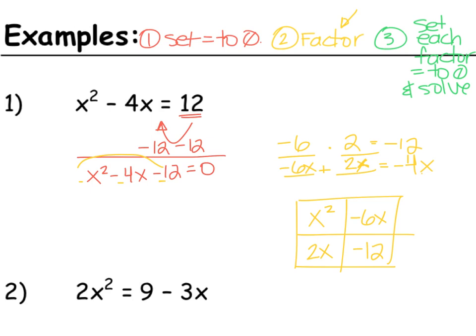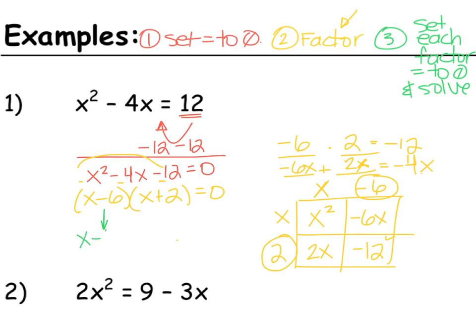So my factors, when I GCF factor up, I'll get an x and a negative 6. X times x is x squared. X times 2 is 2x. And I check, negative 6 times 2 is negative 12. So now my factors are x minus 6 and x plus 2 equals 0. So my factoring step is done, and I'm ready to set each factor equal to 0 and solve.